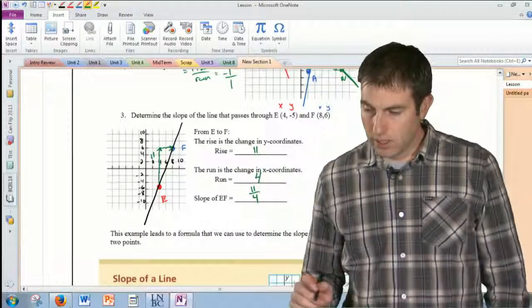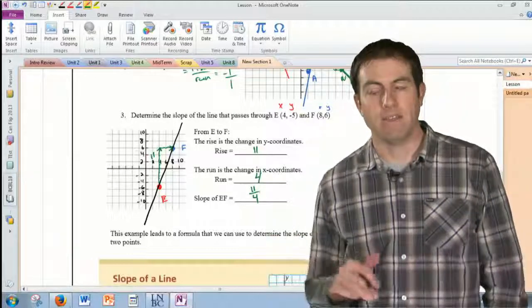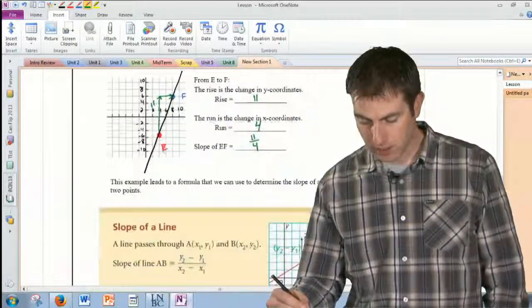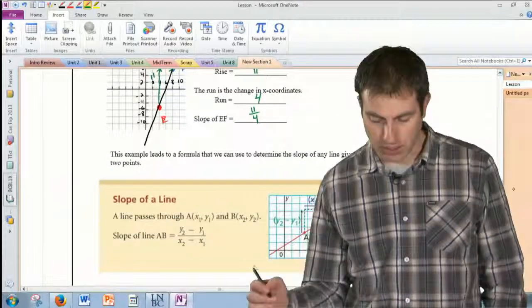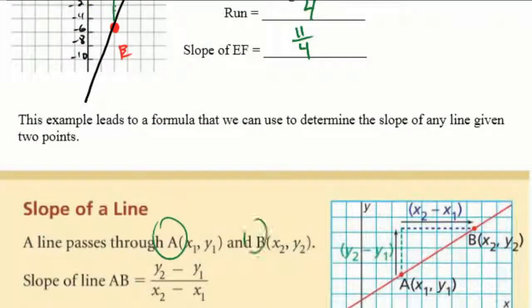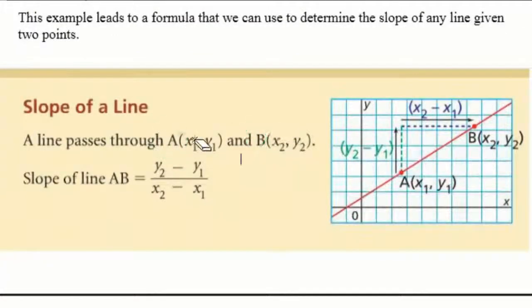All right, so there's a formula we can use that'll work for any line if you have coordinates x and y. And that is indicated down at the bottom here. So if a line passes through any point A and B, could be any points, and A is an ordered pair xy and B is an ordered pair xy, because all points on a graph can be written as an ordered pair.